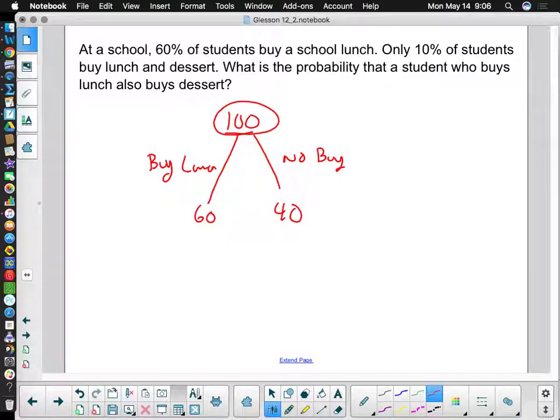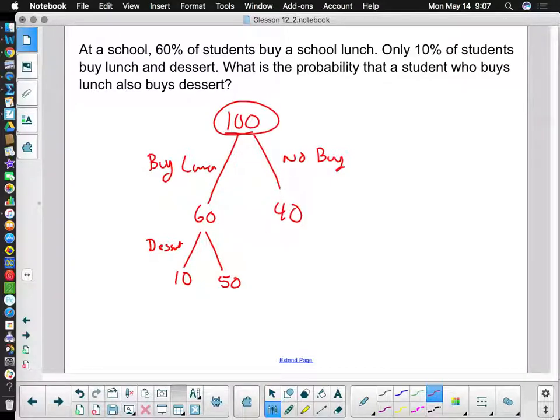It says 10% of students buy lunch and dessert. So if they buy lunch, now this is a question of buy lunch and dessert. These also buy dessert. So that's 10 of them, which means the other 50 do not buy lunch and dessert. They just buy lunch only and not dessert. We don't know how many of the no-lunch students might actually buy a dessert. We still have our total of 100 people.